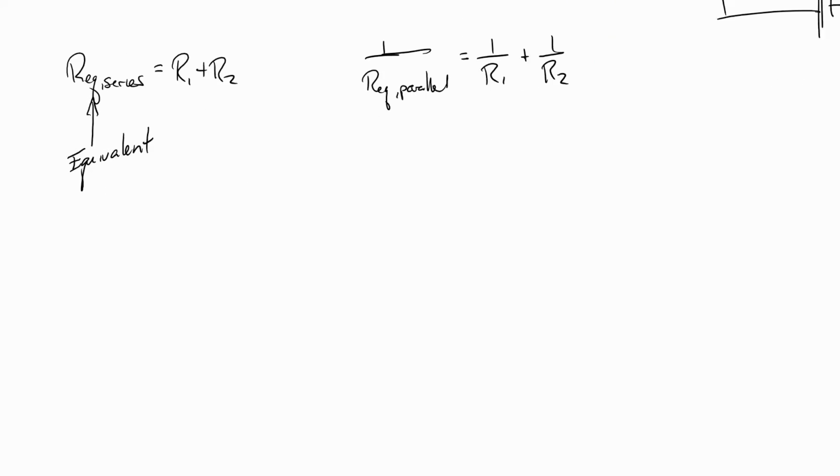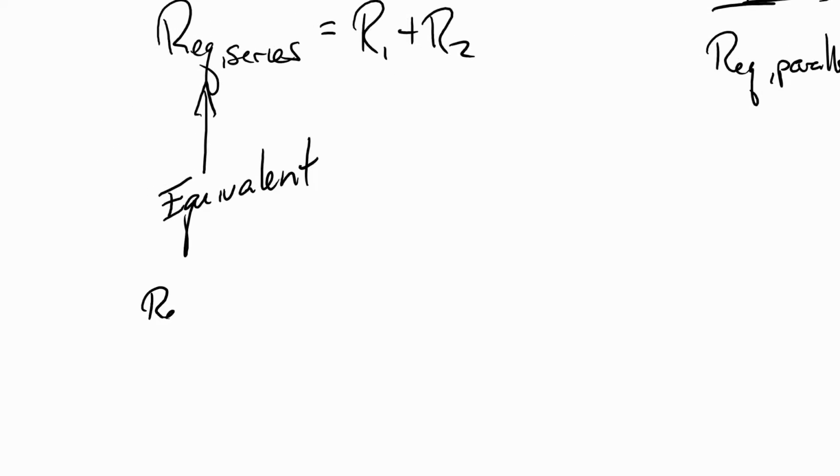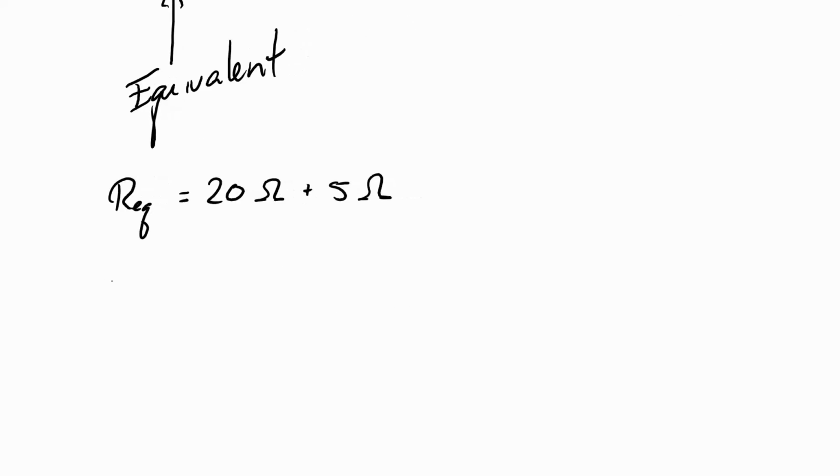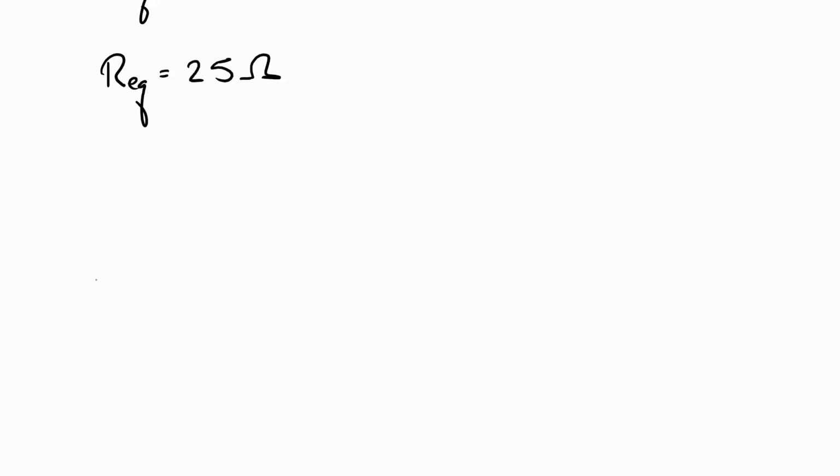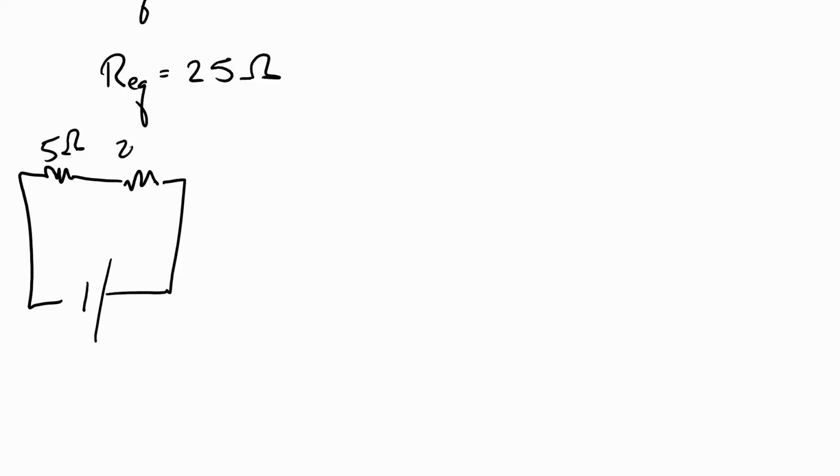Then, if I follow this, what this is telling me is that the equivalent resistance should be 20 ohms plus 5 ohms, which would be 25 ohms. And so if I were to go through, I would discover that these two circuits, where this is a 5 ohm and this is a 20 ohm, behave the same way. And this is something we can test in class.